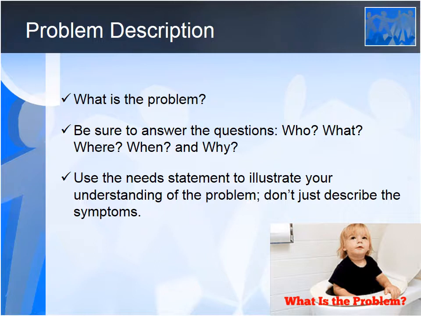And just like we talked about when you were back in high school and learning about how to write, we want to answer the 5 W's: who, what, where, when, and why. Now, we don't want to go on and on about this, but we want to make sure that very early on in our needs statement, the reader knows who we're talking about, what we're talking about, where, when, and why this is important. So we want to use the need statement to show the reader that you really understand the problem. This isn't just describing symptoms, but what really is the heart of the issue.